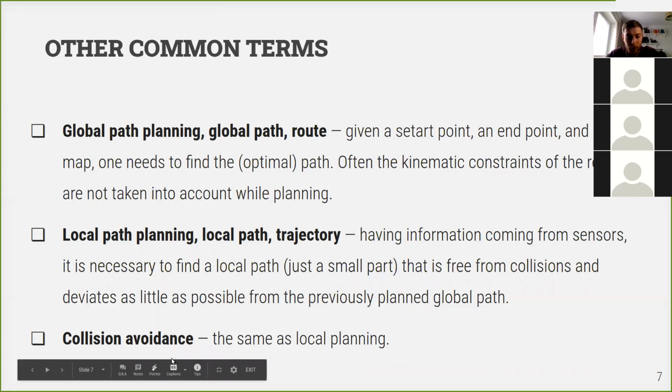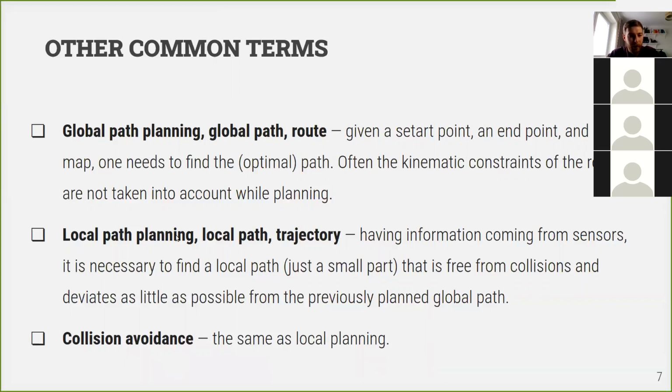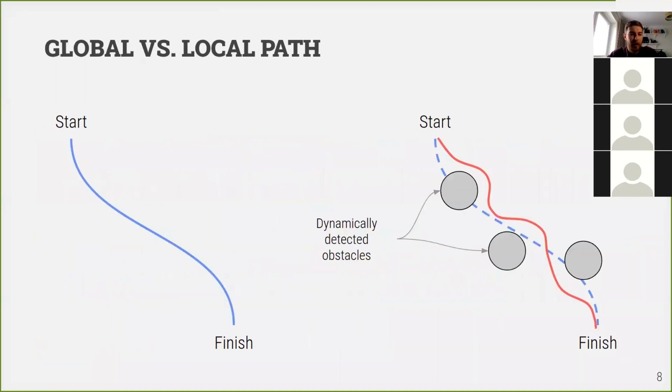And there is another term, collision avoidance, which is usually the same as local planning. All three of these terms are usually used in scientific literature, in robotics books, so you have to distinguish between them. So this is just an illustration of global and local paths.